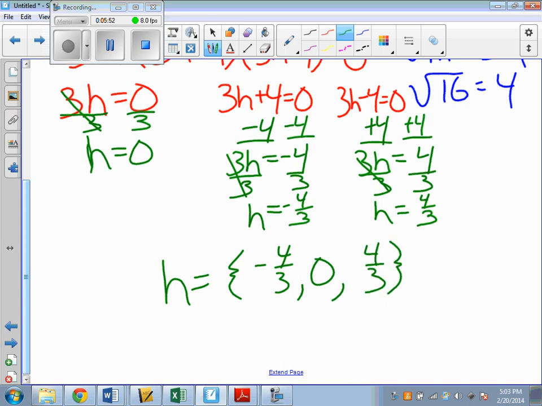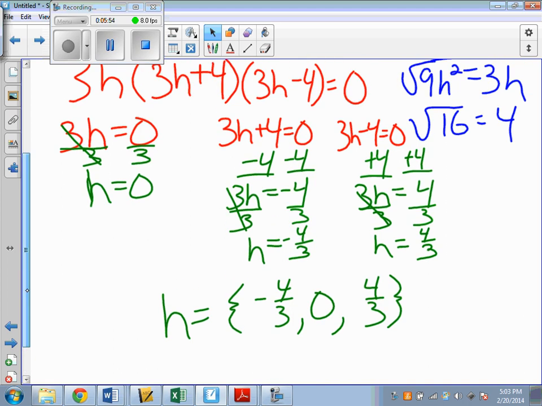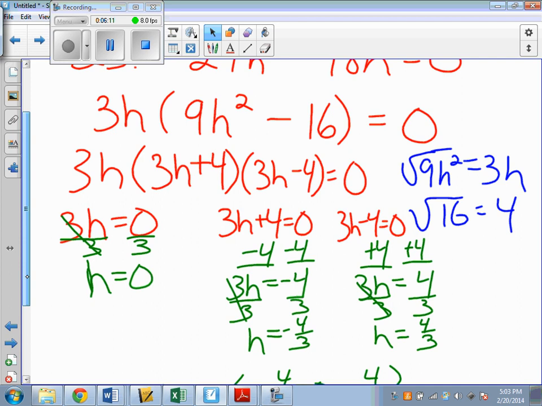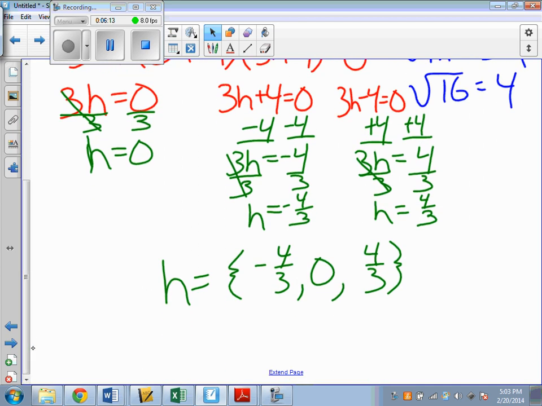And if I go up and look at the original equation here, 27h cubed minus 48h, I can double check that. Look at my biggest exponent to see it's cubed. So I have a third degree polynomial here, which tells me that I can have up to 3 answers, and that's what I have. So if you guys have any more questions, of course, you can always email me or ask in class tomorrow.